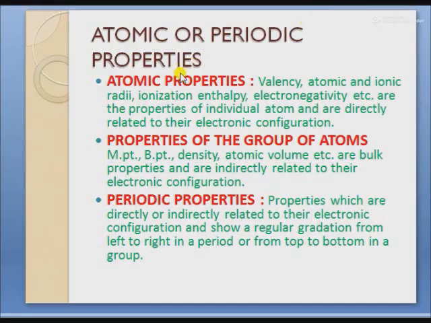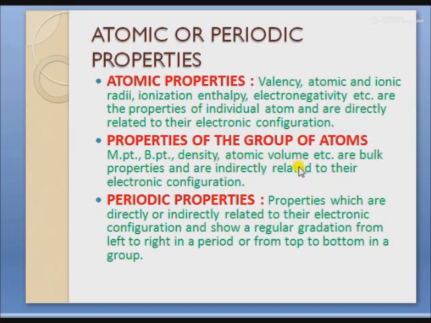Atomic or periodic properties. Atomic properties are associated with the individual atom, like valency, atomic and ionic radii, ionization enthalpy, electronegativity, etc. These are directly related to the electronic configuration. For example, valency of an atom means the ability to form bonds, which is directly proportional to the number of electrons or electronic configuration.